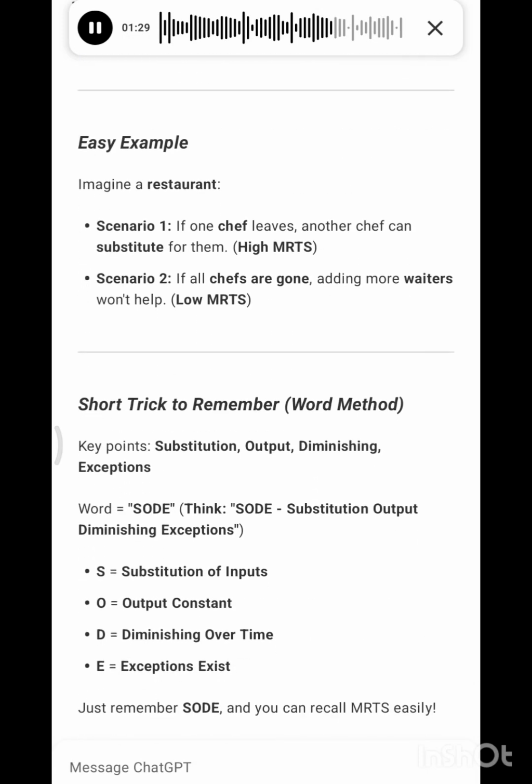Easy example. Imagine a restaurant. Scenario 1: if one chef leaves, another chef can substitute for them. Scenario 2: if all chefs are gone, adding more waiters won't help.